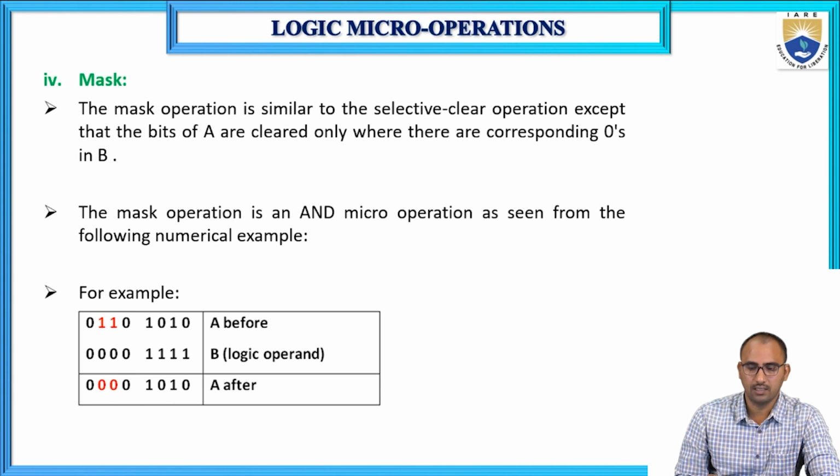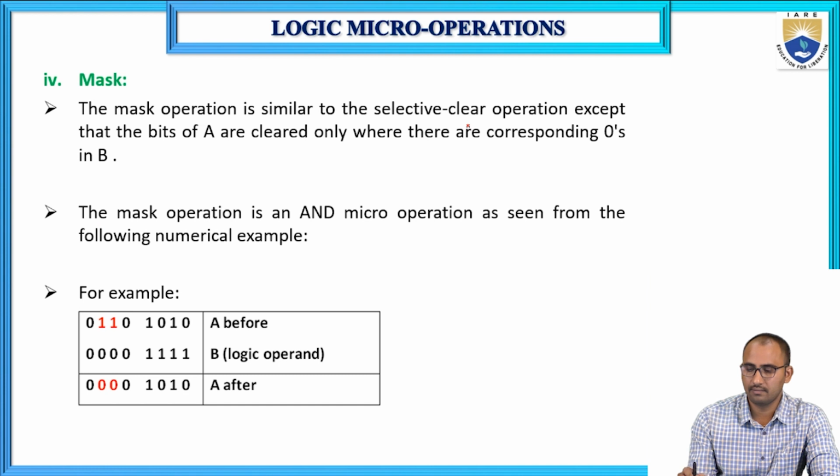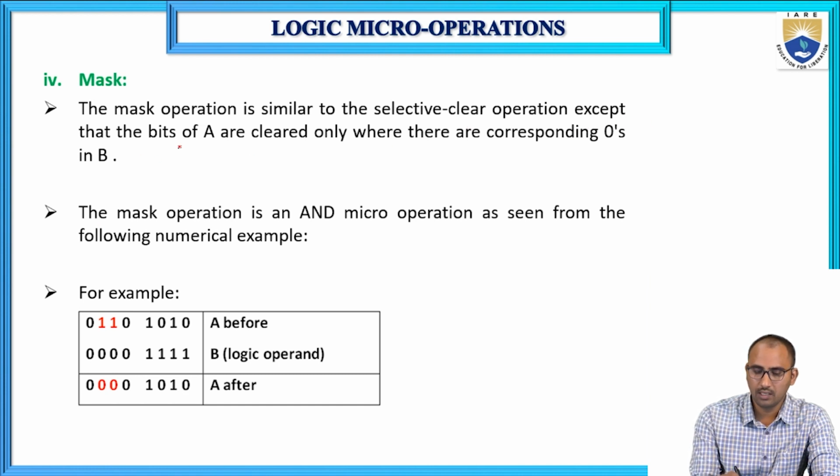Next, mask. The mask operation is similar to the selective clear operation, except the bits of A are cleared only where there are corresponding zeros in B. In selective clear, we clear where the corresponding bits in the B register are ones, but here we do it where the corresponding bits in B are zeros.